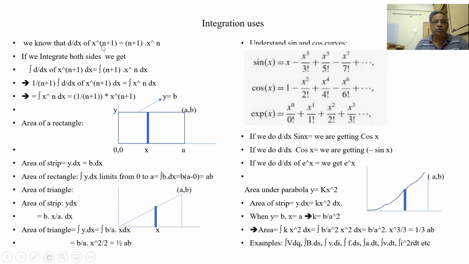What is d by dx of x to the power of n plus 1? It is n plus 1 into x to the power of n. Now I am integrating both sides. Integration of d by dx means the integration gets cancelled. So x to the power of n plus 1 is equal to n plus 1 times the integral of x to the power of n dx. This n plus 1 is a constant, so I am taking it to the other side. So the integral of x to the power of n dx is equal to 1 by n plus 1 into x to the power of n plus 1. I am just rearranging the terms.